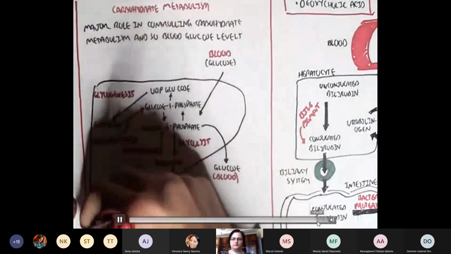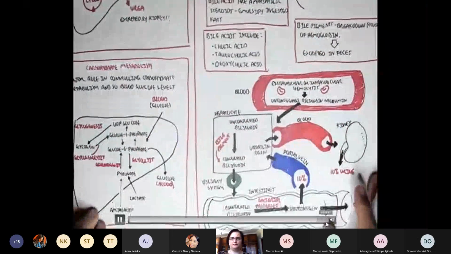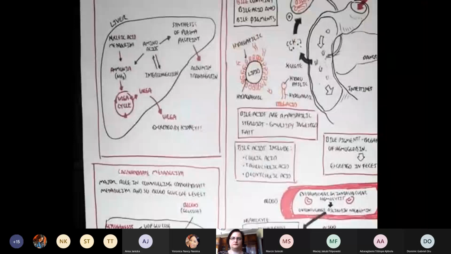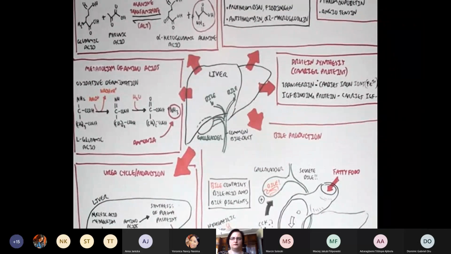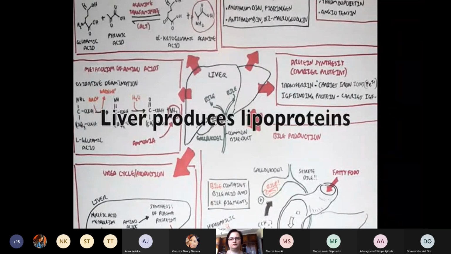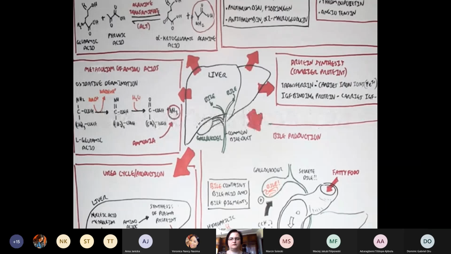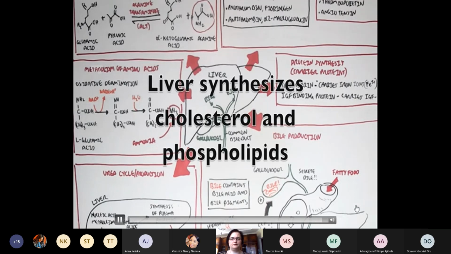So I hope you can see from this diagram that the liver not only has many functions such as producing bile, but also in carbohydrate metabolism, as well as other macromolecules, such as lipid metabolism. The liver actually produces a lot of lipoproteins. Lipoproteins, as the name suggests, are lipids and proteins, but mainly lipids, which travel around the body, transporting lipids and proteins. The liver also synthesizes cholesterol and phospholipids.